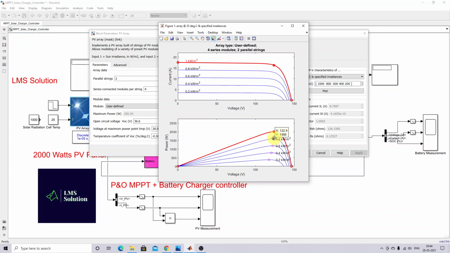So for different irradiation, for 800 watts per meter square, it is 1595 and voltage is 122.9. For 600 watts per meter square, the maximum power is 1187 and voltage is 122. For 400 watts per meter square, the maximum power is 781.1 watts and voltage is 120.5. And for 200 watts per meter square, the maximum power is 379.7 and voltage is 117.2 volt. Okay, so this is the PV and IV characteristics of the considered PV panel.